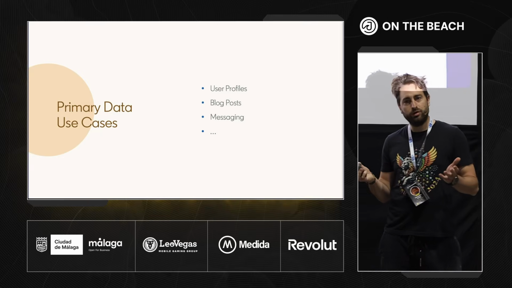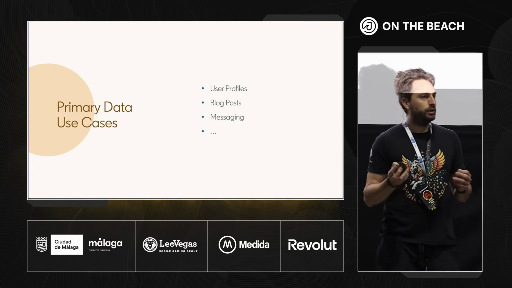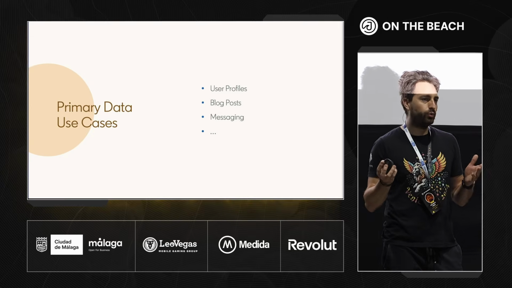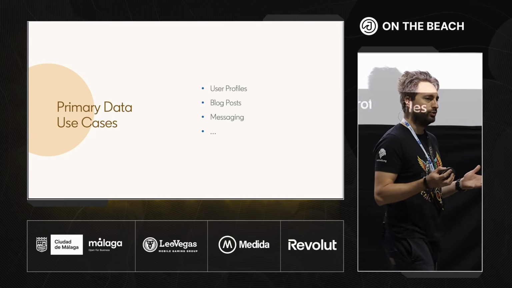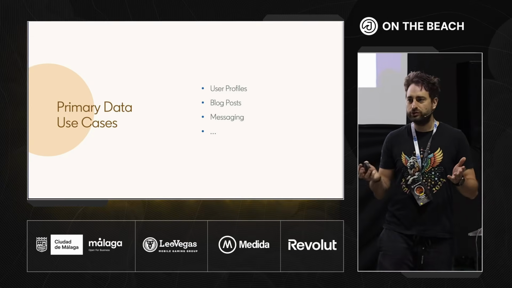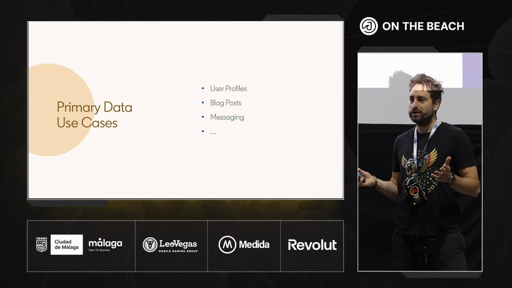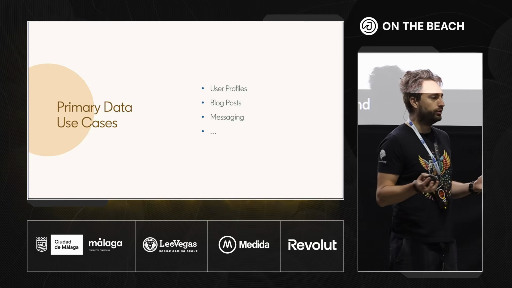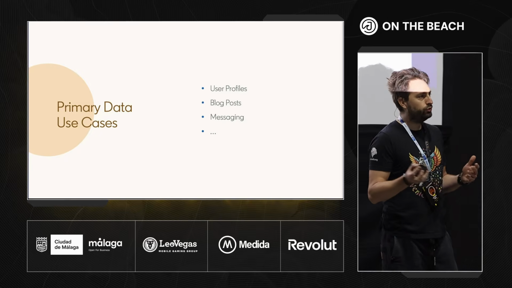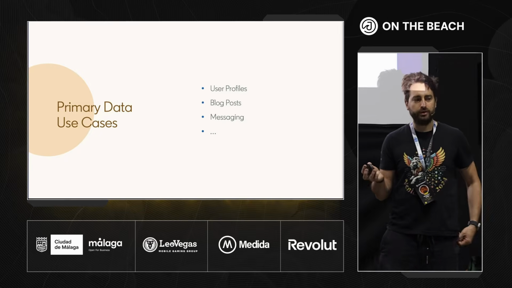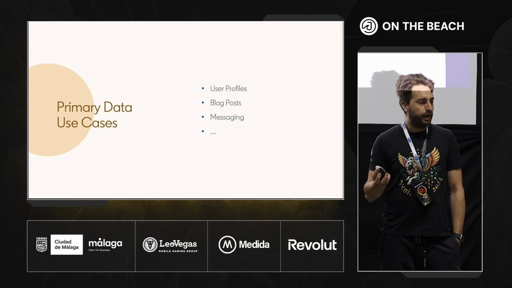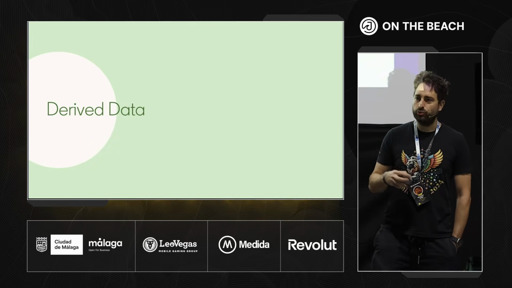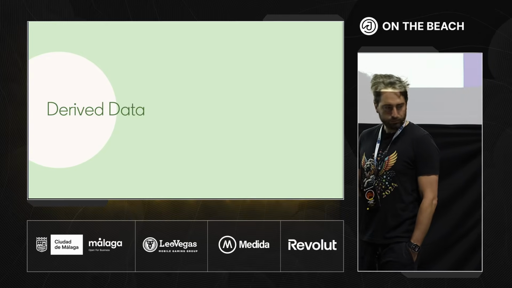Some examples of primary data include the stuff that users write on their profiles on a social network site, the posts that they write on a blogging platform or a newsletter, the messages that they send between users. All of these are user-generated primary data. And now, let's compare and contrast that with derived data.